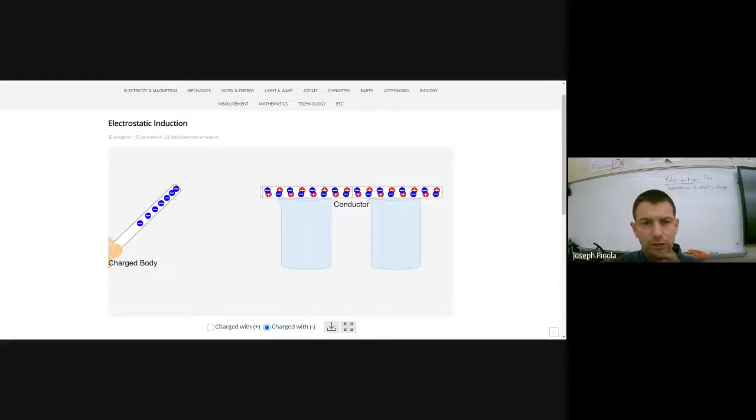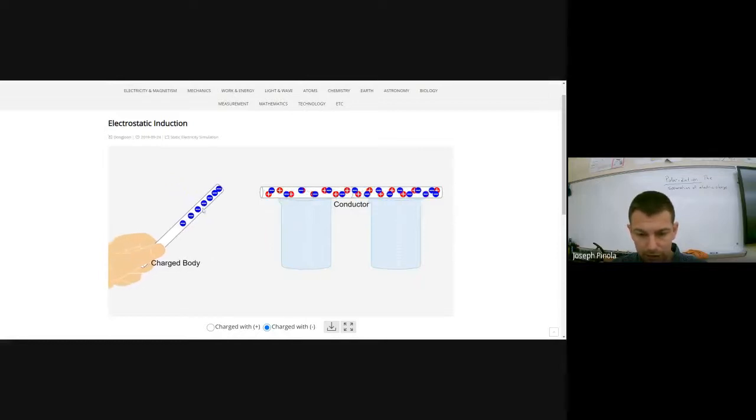So let's show you this in terms of a computer simulation so you can actually see the charges moving. Here's our negatively charged rod, and here is another object, another electrical conductor, let's say. If I bring the negatively charged rod near the conductor, but not touching, it will cause the negatives within the conductor to move as far away as they can. Notice they cluster towards the right side.